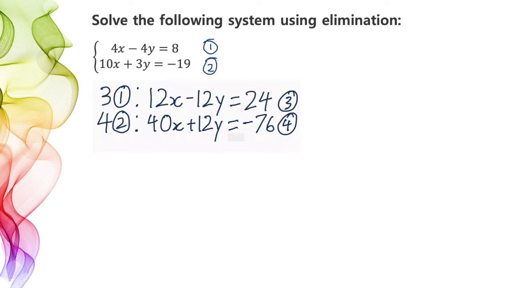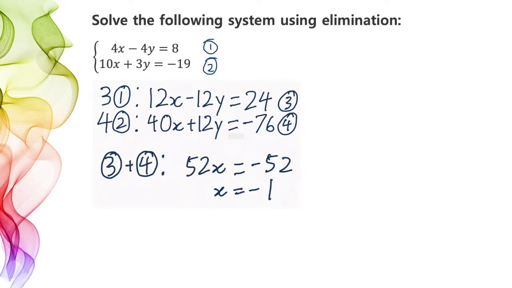Now, of course, we can see that the two y's have opposite coefficients. To eliminate them, we must add the two equations together so that the positive and the negative cancel out to form 0. When we add the two equations together, we get 52x is equal to negative 52. Therefore, x is negative 1. So we have now solved one of the two variables.